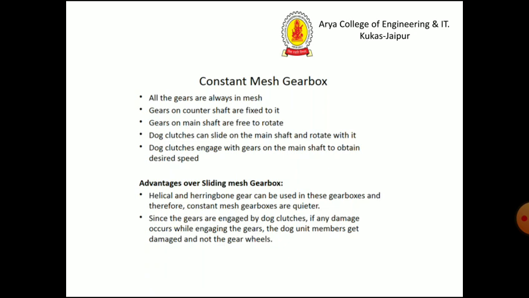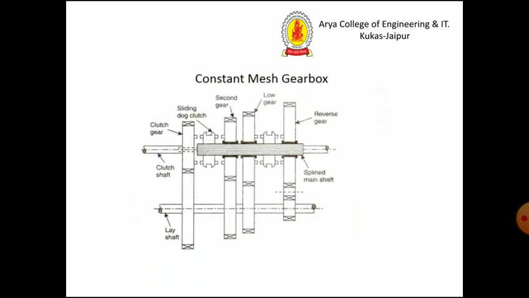sliding mesh gearbox: helical and herringbone gears can be used in these gearboxes, and therefore constant mesh gearboxes are quieter since the gears are engaged by dog clutches. If any damage occurs while engaging the gears, the dog clutch members get damaged and not the gear wheels. This is the general construction of the constant mesh gearbox.